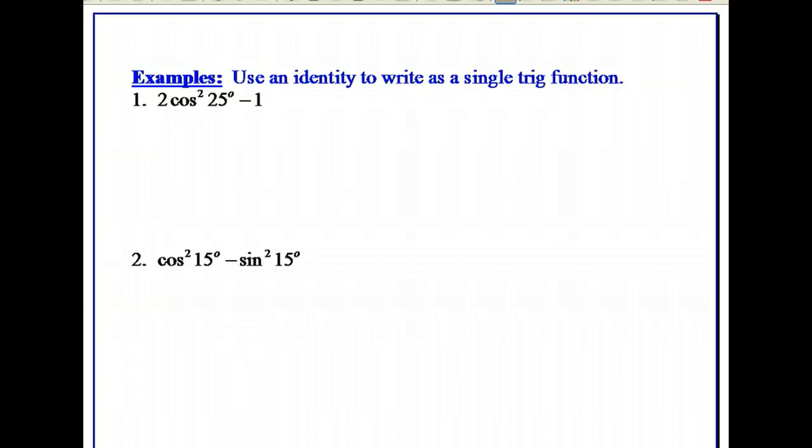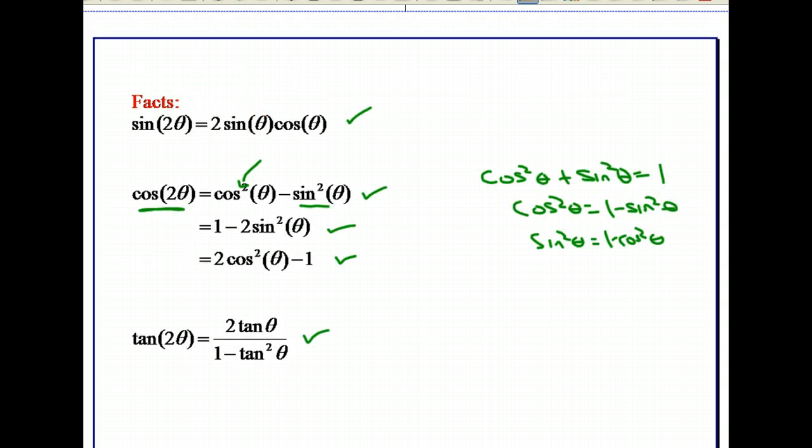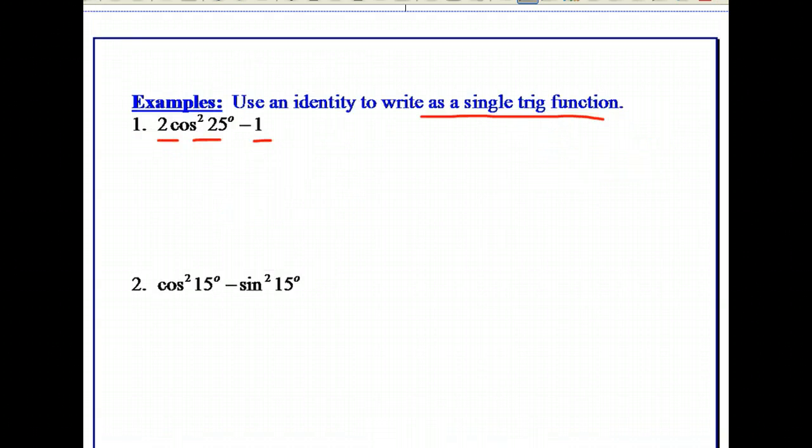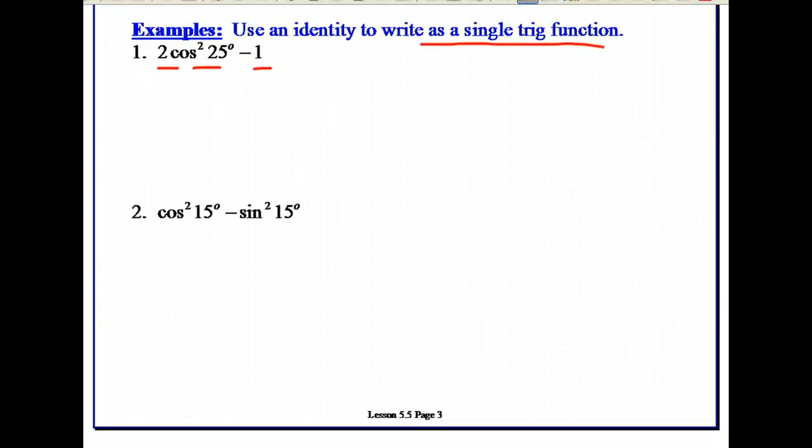So the question reads something like this. Use an identity, which is what we just did, these double angle identities, to write as a single trig function. You look at this, you have 2 cosine squared minus 1. You come back to your identities and think, wait, where's 2 cosine squared minus 1? Do you see it? Look, it's right here. What's the identity? It's the cosine of 2 theta. So I'm just going to write that back on this page. The cosine of 2 theta is 2 cosine squared minus 1.